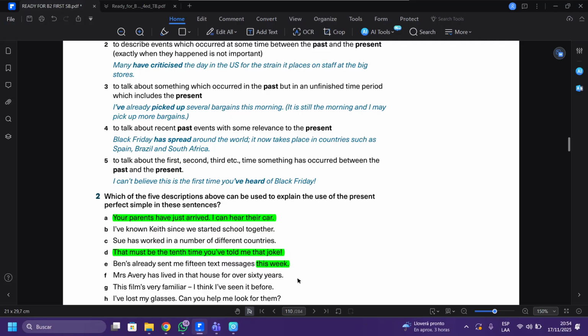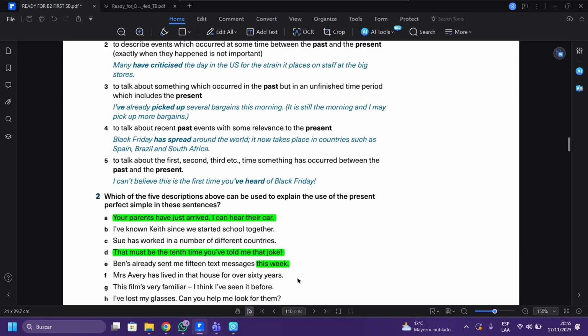Yes, of course, in order to emphasize how many years the subject has lived there. So that is why number 3, as you told me, right? Something that occurred in the past, but in an infinite period of time that includes the present. Or as well, number 4. Number 3 or number 4. Yeah, because it says that it is a recent past event with some relevance to the present. It could be.